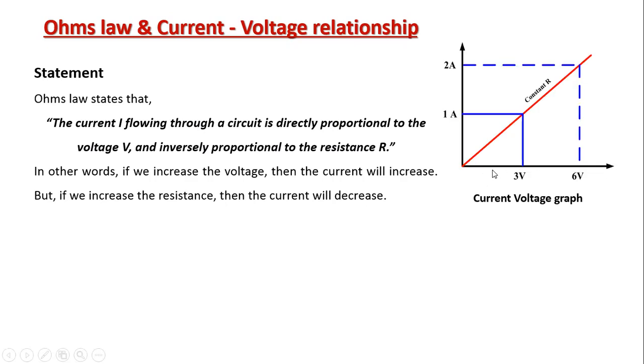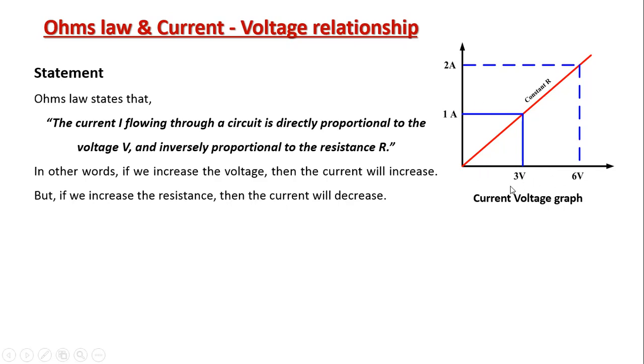On the x-axis, we always plot independent quantities, whereas we always plot dependent quantities on the y-axis. Here, voltage is the independent quantity. The more voltage you apply, the more current you will get. So voltage is the independent one, whereas the current is dependent on the applied voltage.